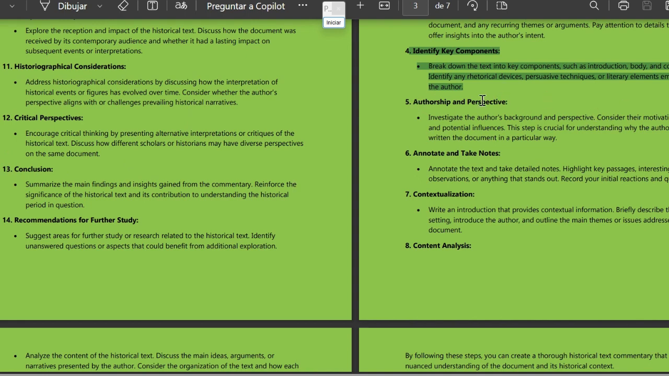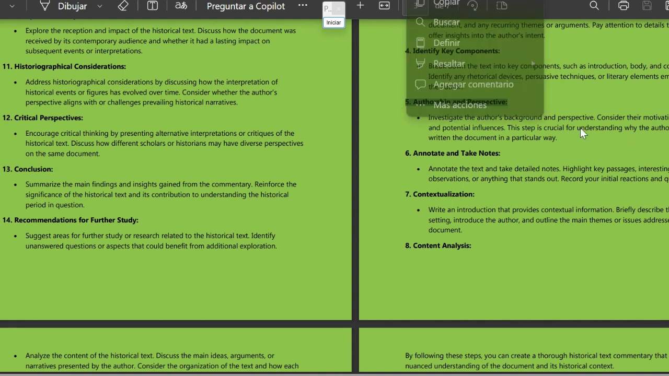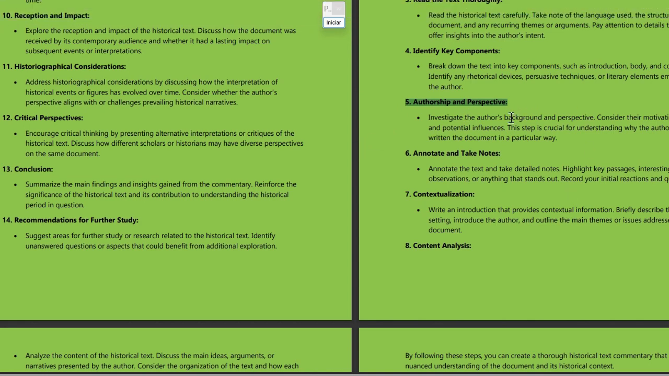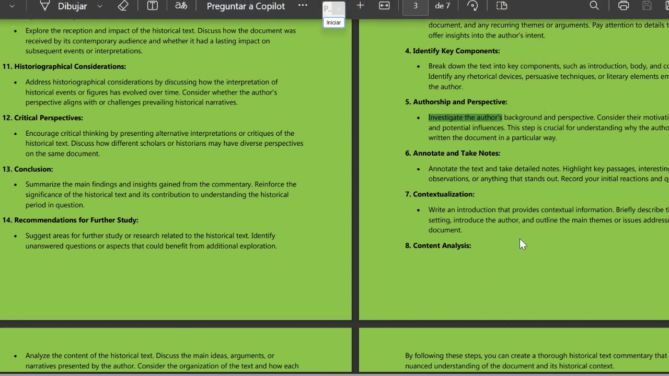Authorship and perspective. This is the third time we have this item. Why? Because it's very important to know this, and it's very important to develop this. Because as I told you, maybe I will repeat every time, but it's important to investigate the authors always.